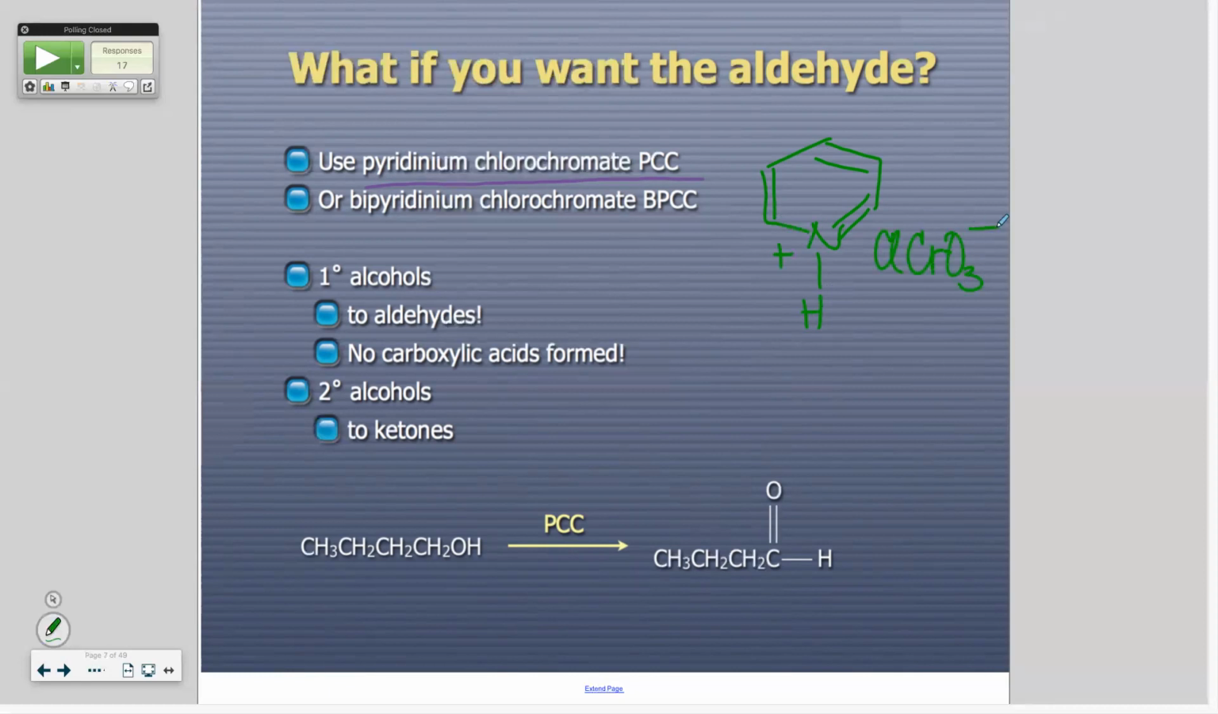And that's your counterion. That's PCC. BPCC is bipyridinium chlorochromate. Well, bipyridine is simply two of these puppies hooked together.